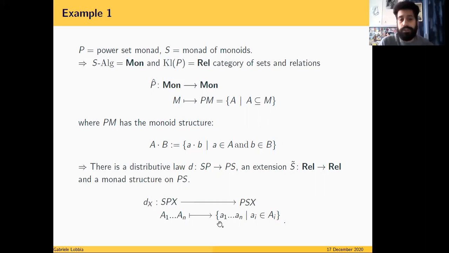And so, we just do the only thing that we could do, meaning that we take all the words that we can write with letters in each subset. So we take a1 up to an, any kind of word of this form with ai in big Ai, which is a subset of X. Again, you can check with calculations that this is actually a distributive law. And actually you already knew because you already checked that we had a lifting to the algebras. Try to remember this example because it will come back when we talk about relative monads.